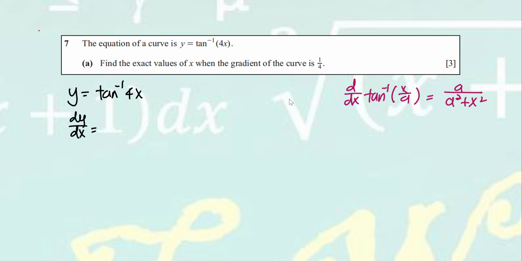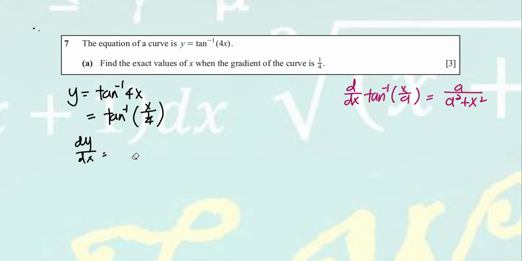Okay, so from here, arctangent 4x. Probably I change it to another form because we need to get x over a. So this is like arctangent x over 1 over 4, so that my a is 1 over 4. Okay, so dy/dx, it will be arctangent.